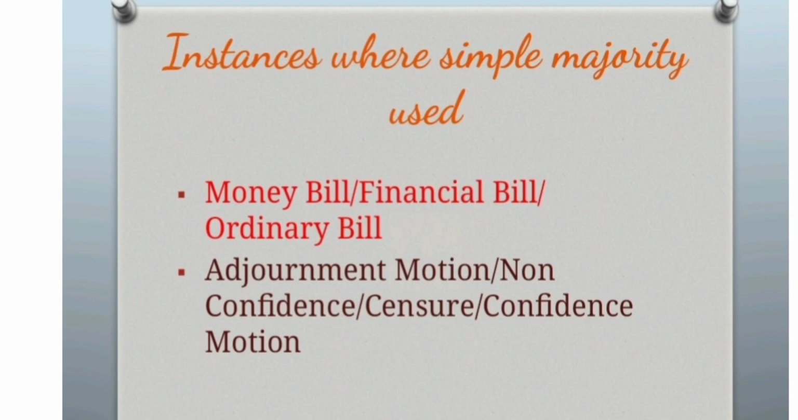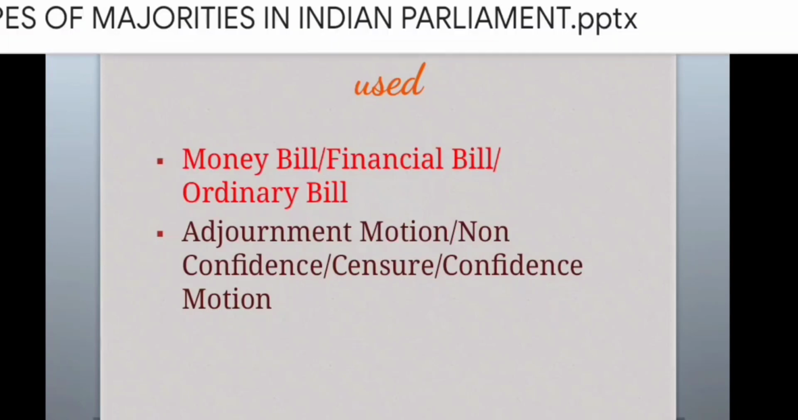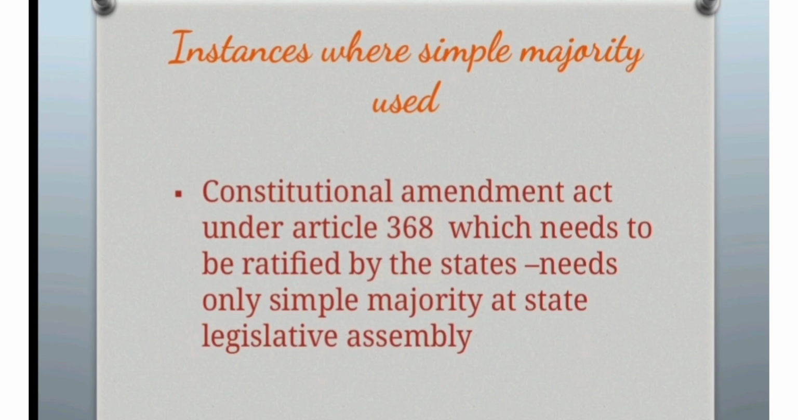Let's see the instances where simple majority is used. First one, to pass money bill, financial bill or ordinary bills. And second one, to pass adjournment motion, non-confidence motion, censure motion, confidence motion, etc. Third one, to declare a financial emergency. And fourth one, to declare president's rule, that is state emergency. Fifth one, to elect the speaker and deputy speaker of the Lok Sabha.